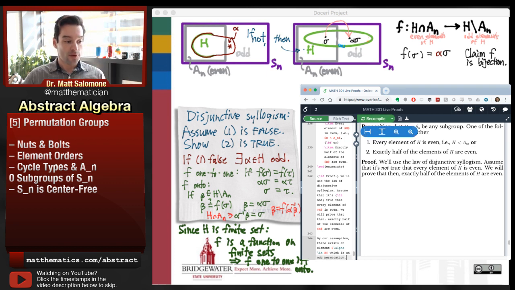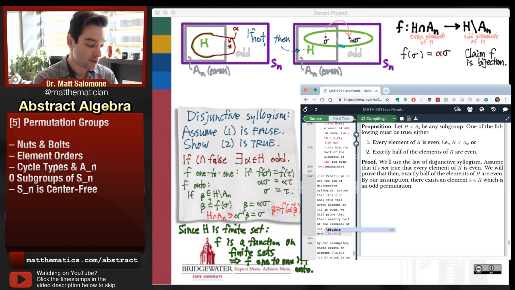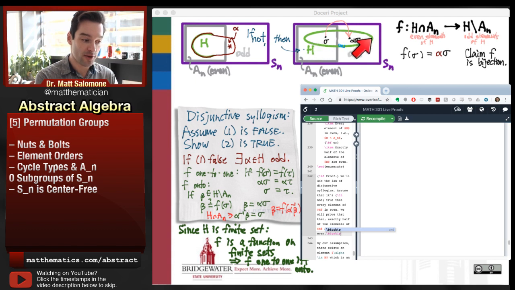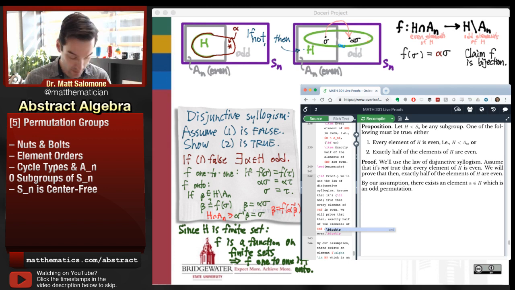Right? So that alpha is crucial to the success of our proof, because it is how we sort of cross over to the other side of the looking glass, right? It's how we go from an even permutation to an odd permutation, and its inverse is how we go backwards. Right?